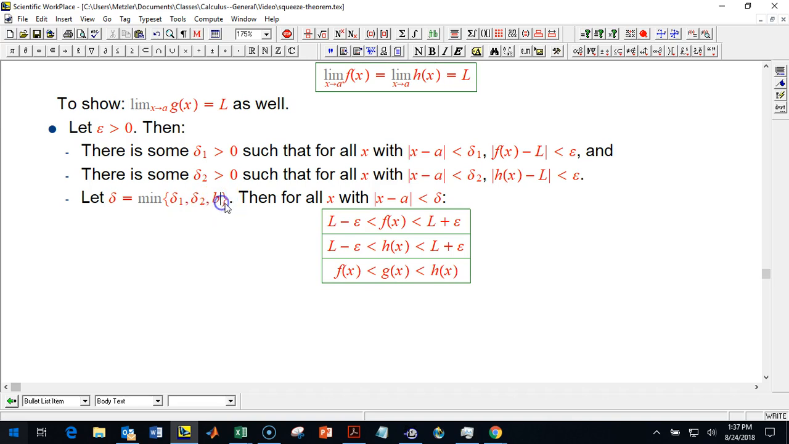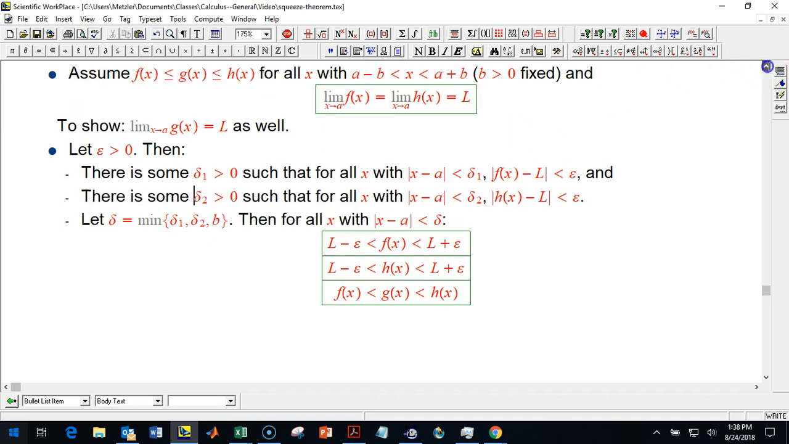Now, technically, f and h could be so easy to take limits of that we might accidentally have, for some epsilon, some delta 1 or delta 2 that's actually outside the b range. And so we actually don't even know this relationship between f and g. But we know that eventually that's true, as long as we get within b of a as well. So let's just throw that into the mix. Let's make sure that delta is at least as small as delta 1, at least as small as delta 2, and at least as small as b, so that everything we want to be true is satisfied at once.